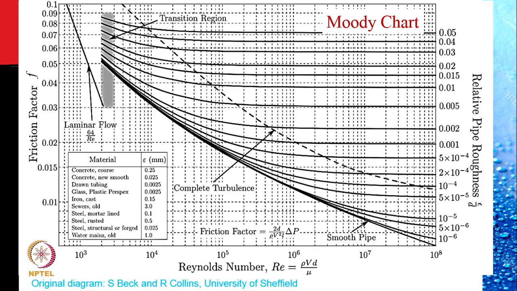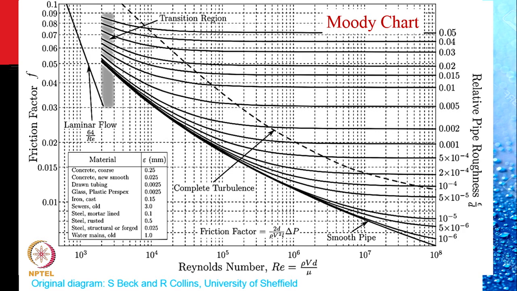Now you notice that the function f is a function of 2 parameter groups, the Reynolds number and the relative roughness parameter. And so it is possible to plot a curve between f, which is termed the friction factor, and the Reynolds number Re, with epsilon by D used as a parameter to get different curves. The resulting curve is known as the Moody chart.